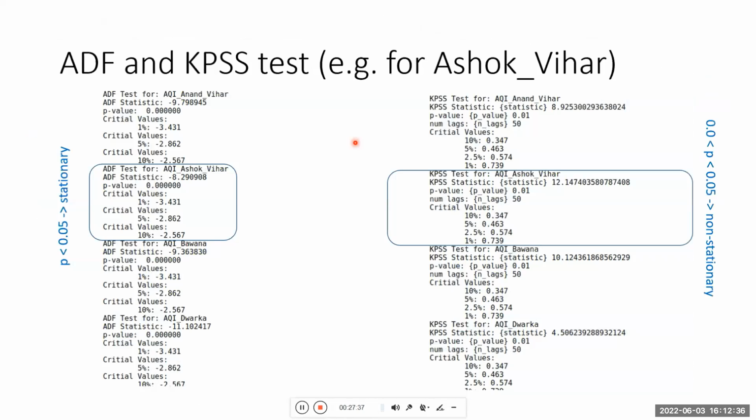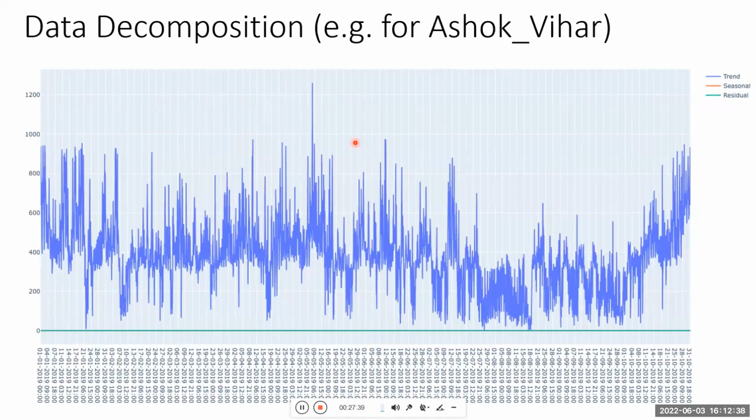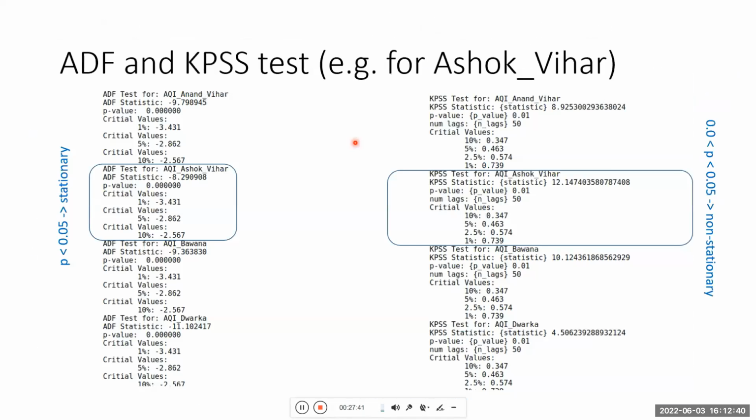I will come to this point within a few minutes, but before that we went for the ADF and KPSS tests, and they are contradictory. One test says the data is stationary, which I'm encircling here, and the other says it is non-stationary. So it's a very complicated case to assume whether the data is stationary or non-stationary.